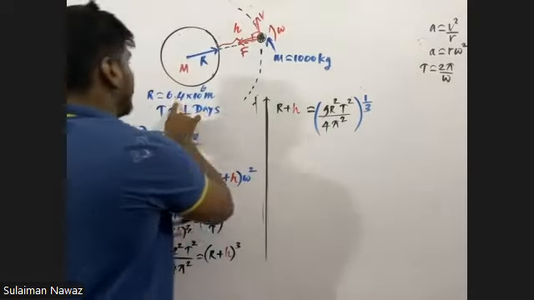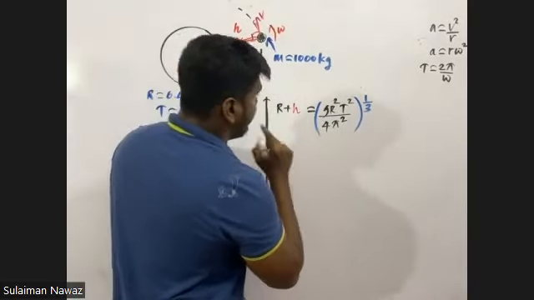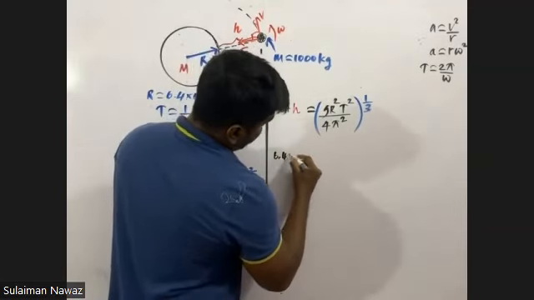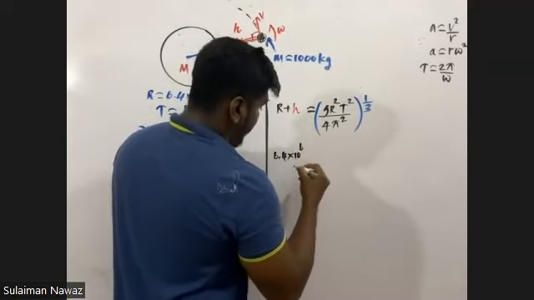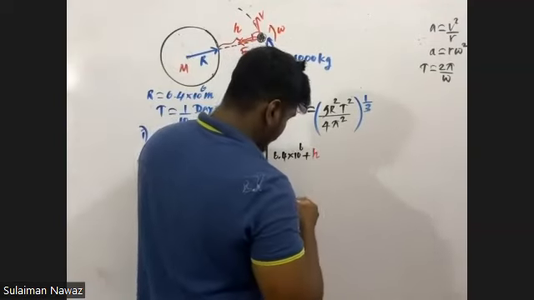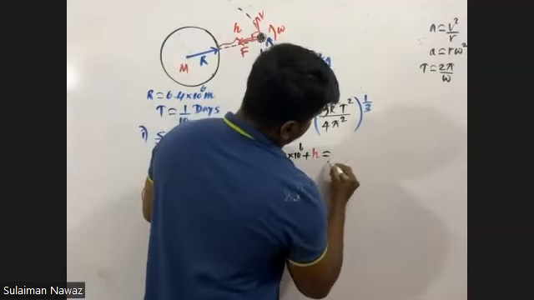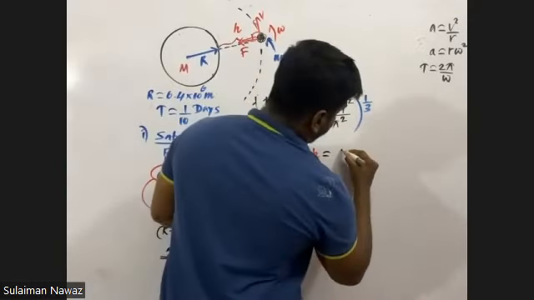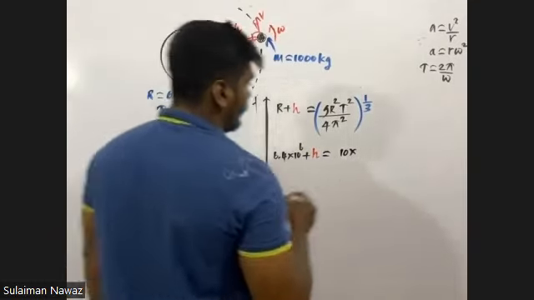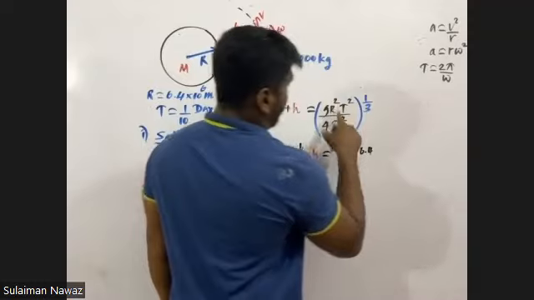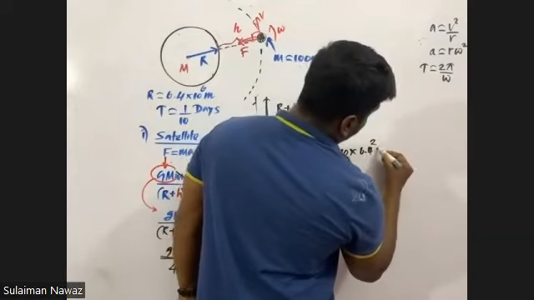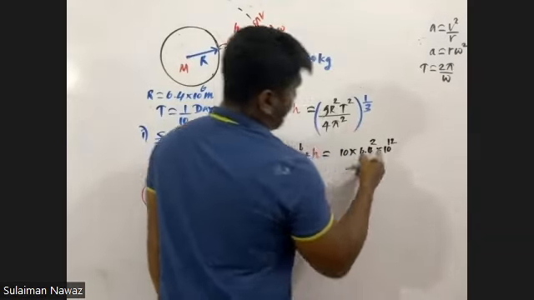Radius is 6.4 times 10 to the power 6, plus height h, equals the value of g, which is 10. Now capital R again, 6.4 times 10 to the power 6, whole squared. Therefore 6.4 squared times 10 to the power 12, right?